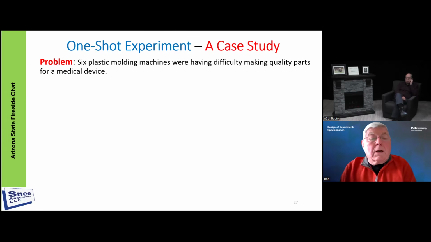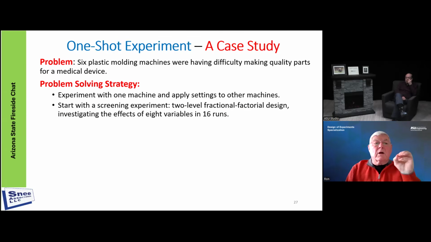Now I'll show you one. This is out of my own experience. We had 6 plastic molding machines that were used to make a particular medical device. So it's a plastic device made with 6 molding machines. Here was our strategy, here's how we were going to win and be successful. We're going to experiment with one machine and apply the settings to the other machines. That's kind of risky, but that was the strategy.